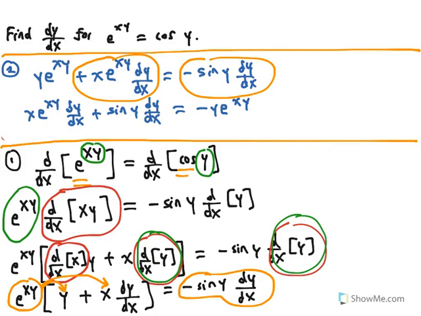The third step is for me to factor out dy dx from the terms that have dy dx on the left side of the equation. So there are two terms with dy dx on the left side of the equation, and I will factor out dy dx from each term. So when I factor out dy dx from the first term, I'd be left with x times e to the xy, and then when I factor out dy dx from the second term, I'd be left with sine of y. So now we will go ahead and write that, and let's make some space down here.